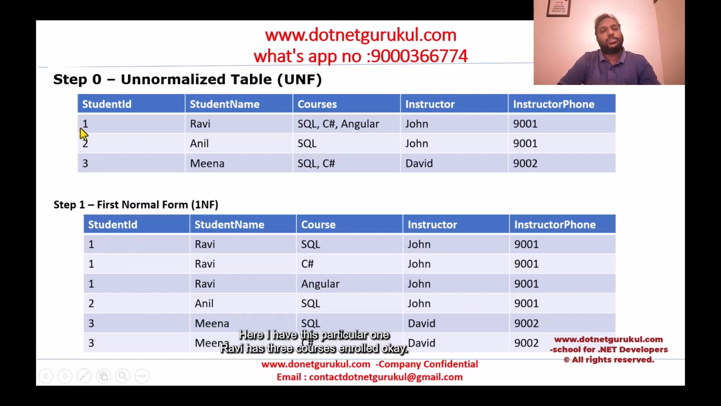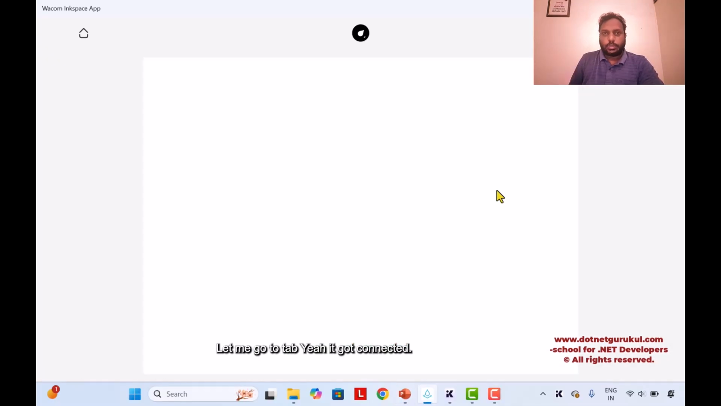See here, Ravi has 3 courses enrolled, Anil has one course, and Meena has 2 different courses. So instead of having these multi-valued attributes in one column, I divided them into rows. For Ravi I got 3 rows, for Anil 1 row, and for Meena 2 rows, based on the courses. Let me connect my tab and explain that in detail. Yeah, it got connected. So let's understand normalization.